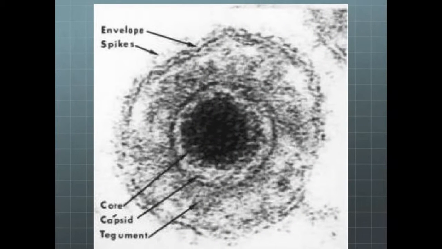Here's that close-up picture of what the EB virus that causes mono looks like. On the outside, you can see that circle surrounding it, that's the envelope. Then you can see the spikes that go along the outside as well. In the middle, you can find that dark circle called the core. Around that is the capsid, followed by the teguments.